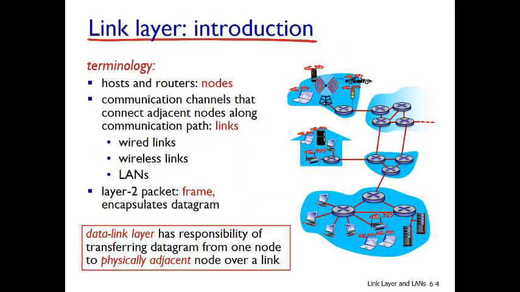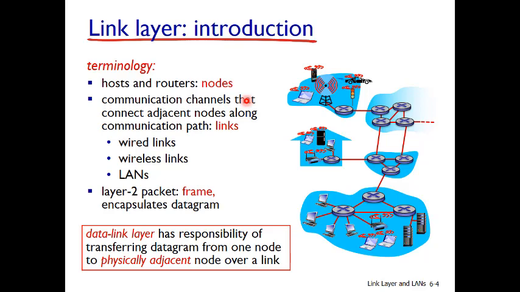So let's get some terminology out of the way. We have hosts and routers, and these are simply nodes. And then we're going to have communication links, or communication channels, that will connect adjacent nodes along a communication path. And these are links. These links can be wired or wireless, okay? And they can be LAN links as well.